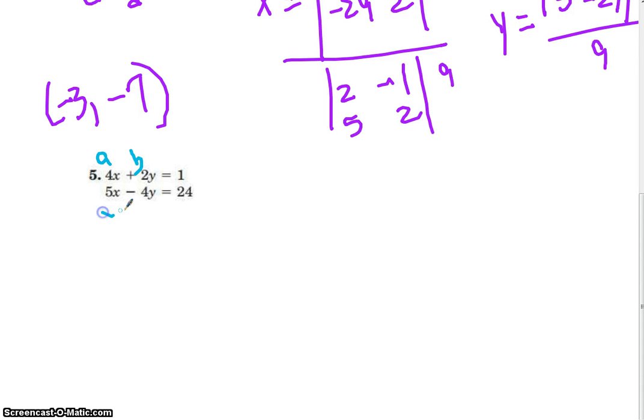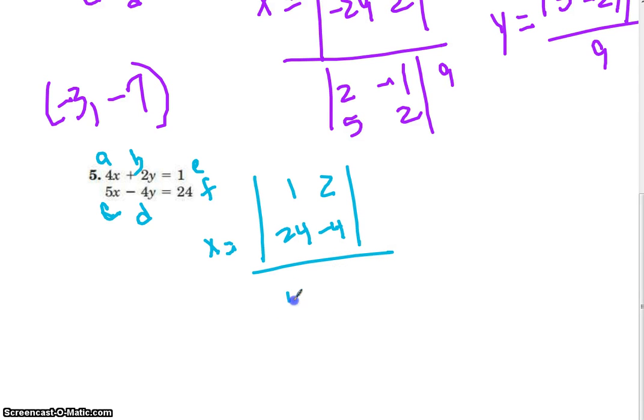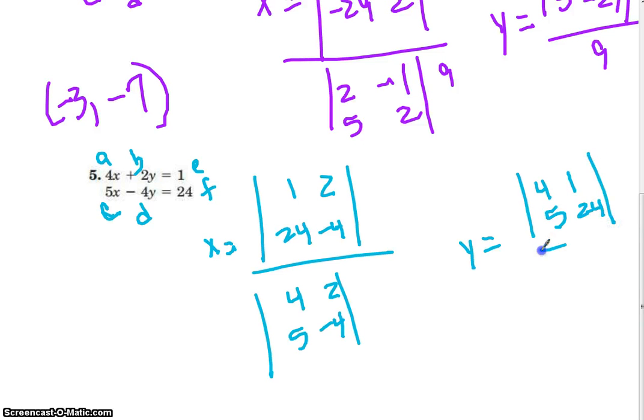A, B, C, D, E, F. So for x, you're going to have 1, 2, 24, -4, over 4, 2, 5, -4. For y, you're going to have 4, 1, 5, 24, over whatever we had on the bottom.